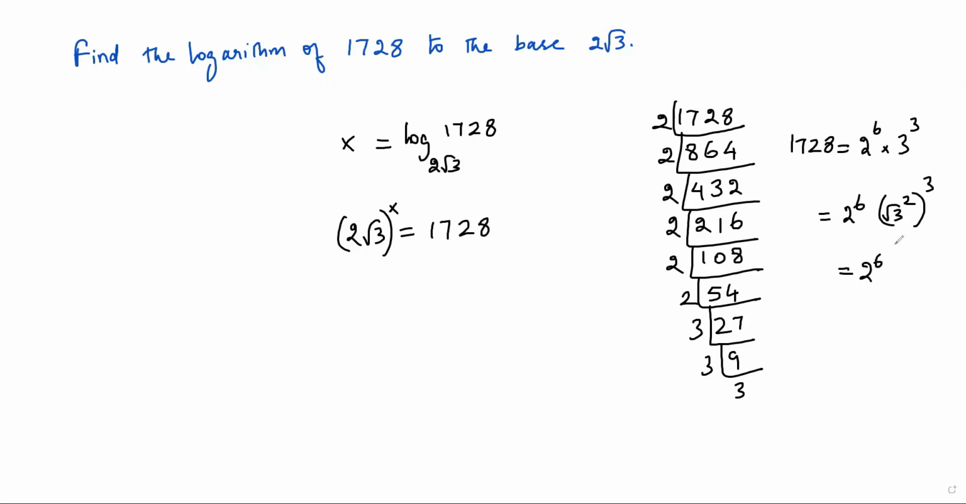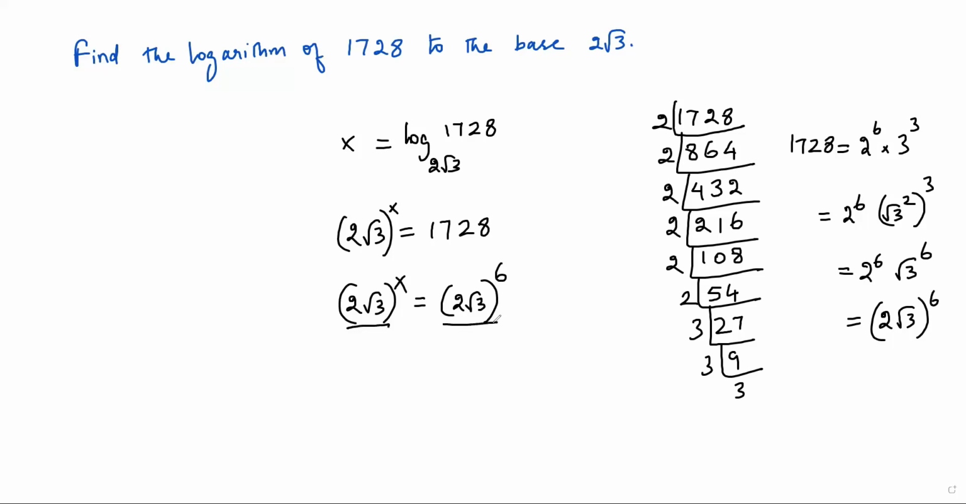So now, I can multiply these two exponents. 2 times 3 is 6. So square root of 3 to the power of 6. So here the two numbers are in multiplication and we have the same exponent. So we can write the exponent in common, that is 2 times square root of 3 whole to the power of 6. So 1728 is equal to 2 times square root of 3 whole to the power of 6. So here, 2 times square root of 3 whole to the power of x is equal to, instead of this 1728, I can write 2 times square root of 3 whole to the power of 6.